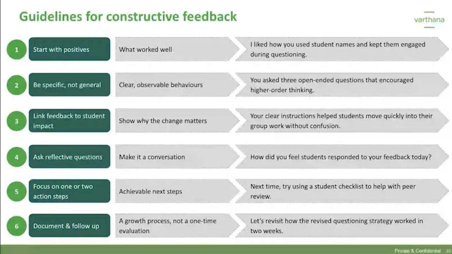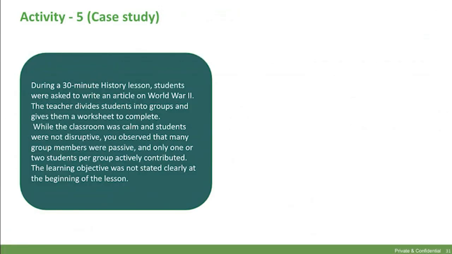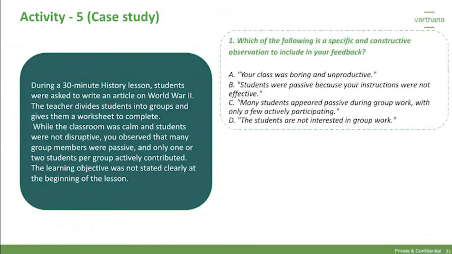So let's put our feedback skills into practice with a real classroom scenario. So this is activity 5, case study. In this history lesson, students were asked to write an article in groups. The class was calm, but participation was low. Only 1 or 2 students per group were actively involved, and the learning objective was not clearly stated. Now, based on what you have learned about constructive feedback, let's answer 2 questions.